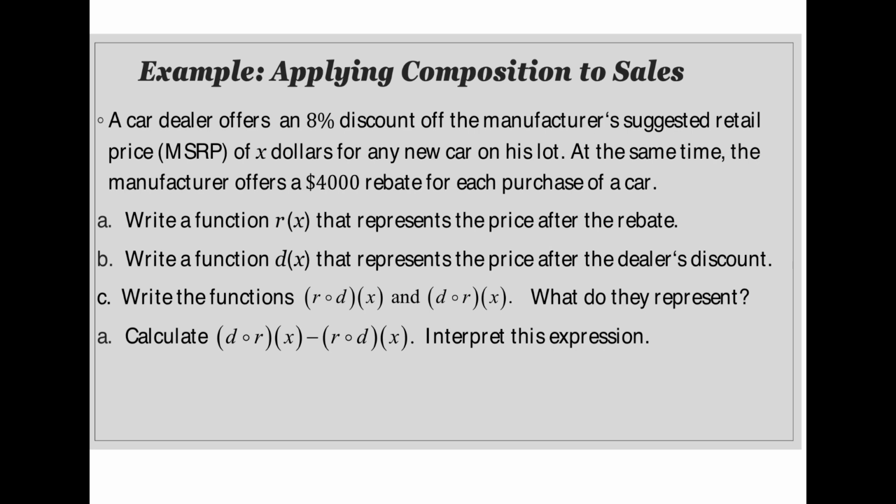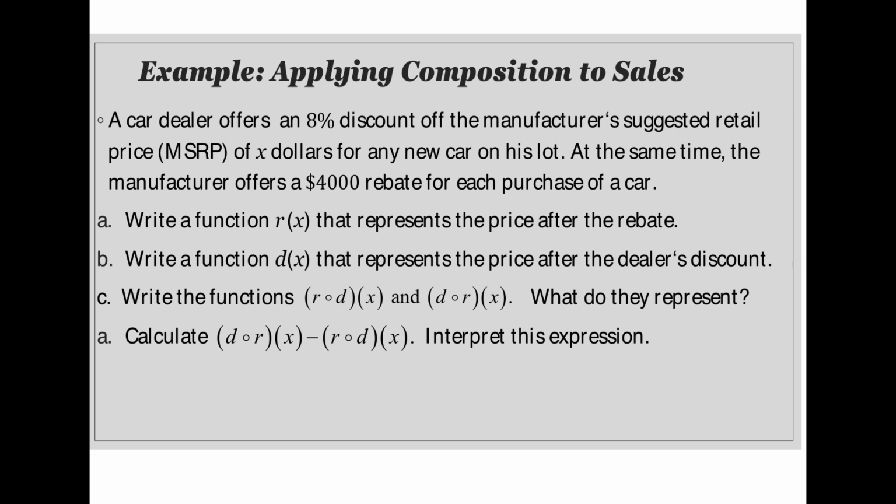First of all, we have a discount that's being offered by a manufacturer. And then we also have a discount that's being offered by the maker of the vehicle. So the car dealership is offering a discount, but then the manufacturer is also offering a discount. So the car dealer is offering, maybe, hey, 8% off today. So they're going to offer an 8% discount off the manufacturer's suggested retail price, MSRP, of, I feel like one of those commercials, MSRP of X dollars for any new car on his lot.